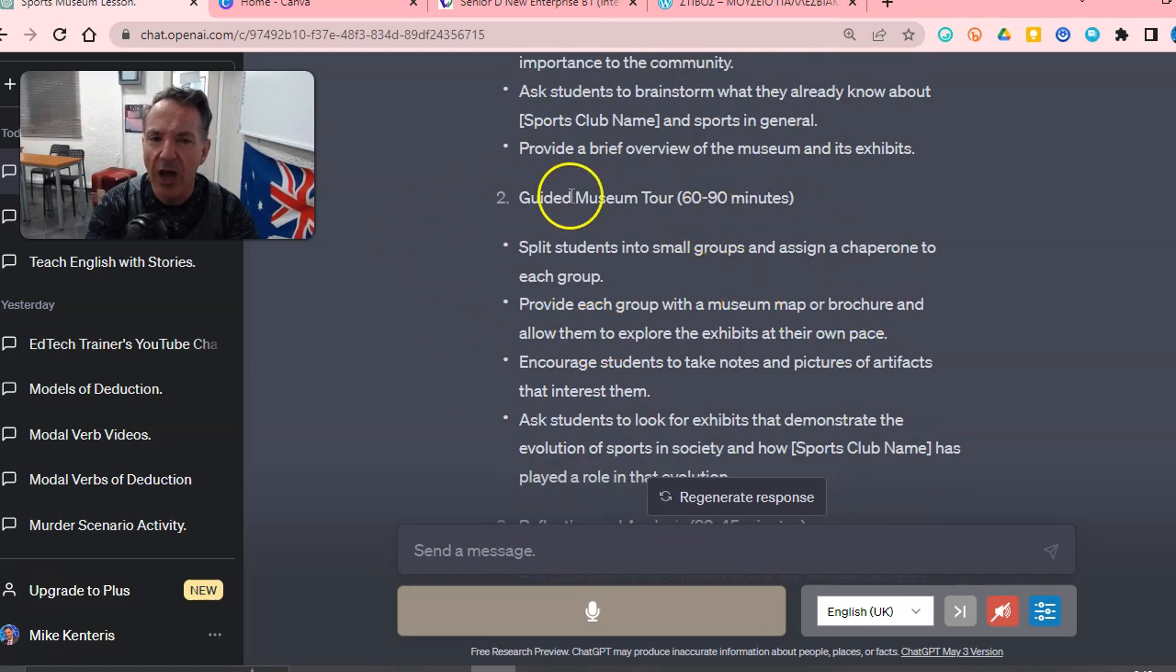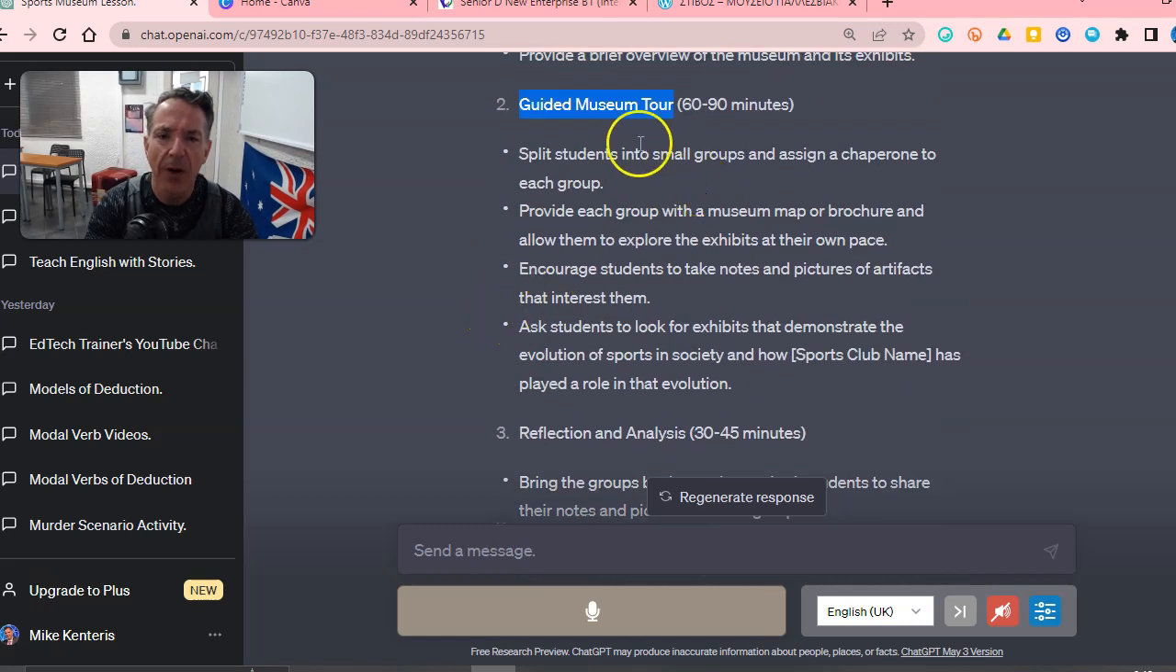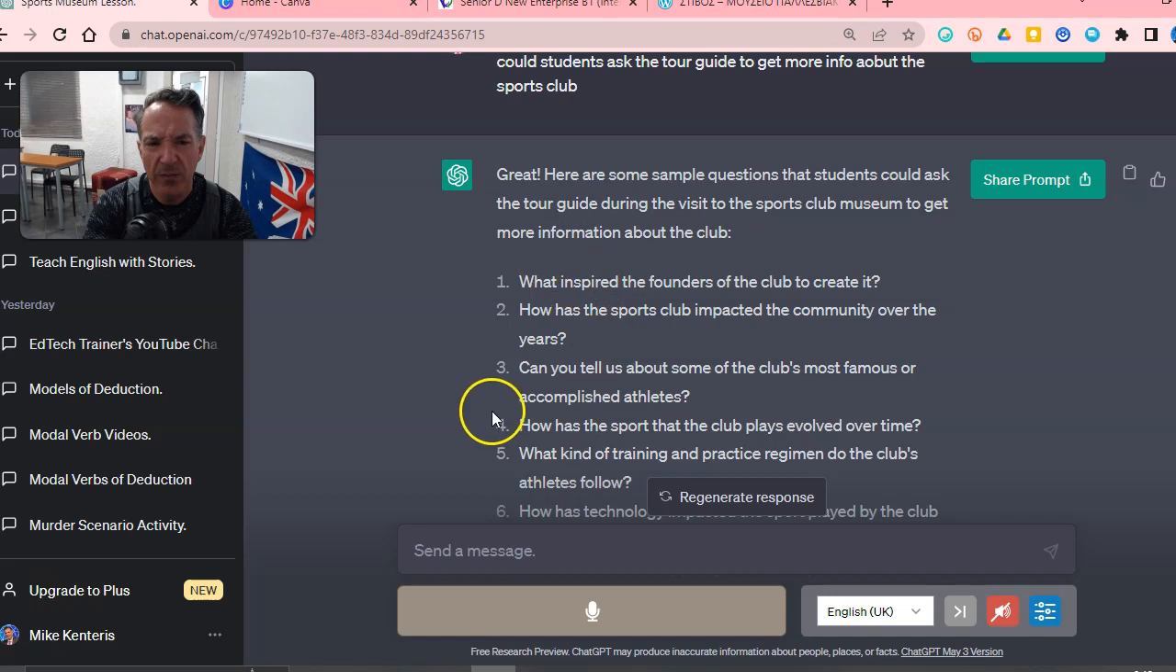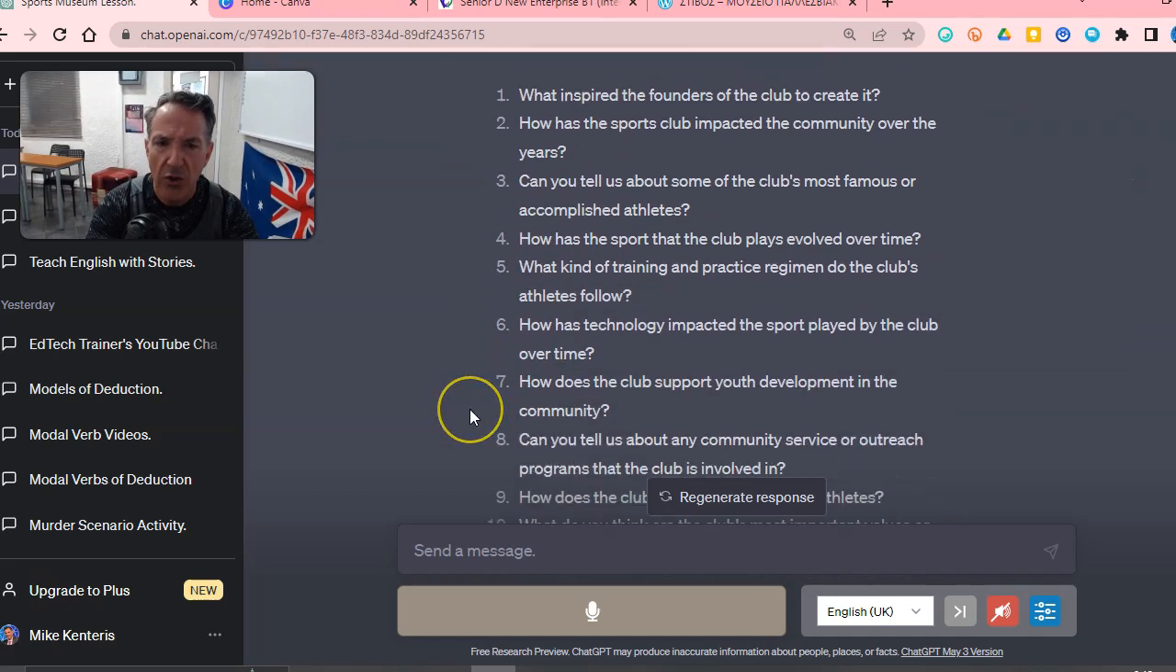And then instead of guided tours, because we're going to be there for about 60 minutes max, I'm going to have my students take their mobile phones and a notebook so they can ask a few questions and take a few notes. And basically what I said is, give me some questions we can talk about before the class, and they can ask the person, the man in charge.